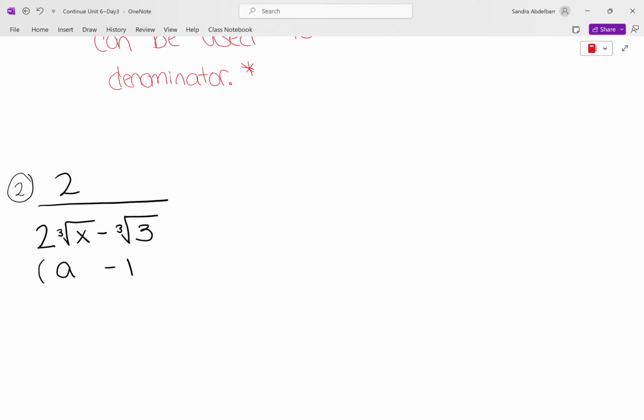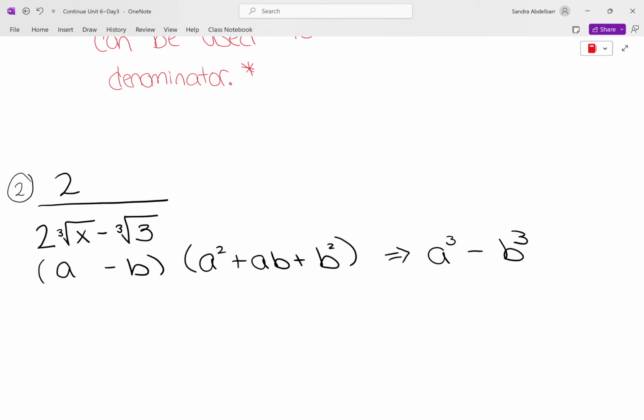So here you have a minus b. So what are we going to multiply by? A squared plus ab plus b squared. And that should give us a cubed minus b cubed. So we're working with the difference of cubes now. Last time it was the sum of cubes.